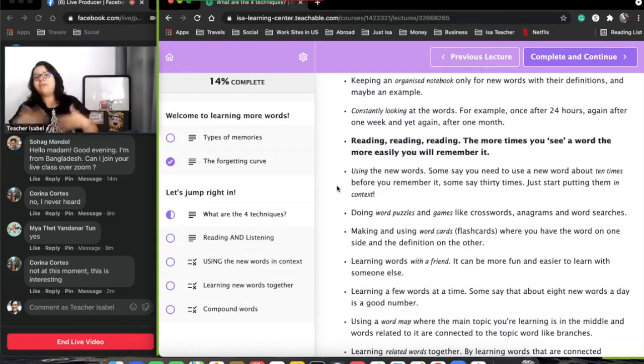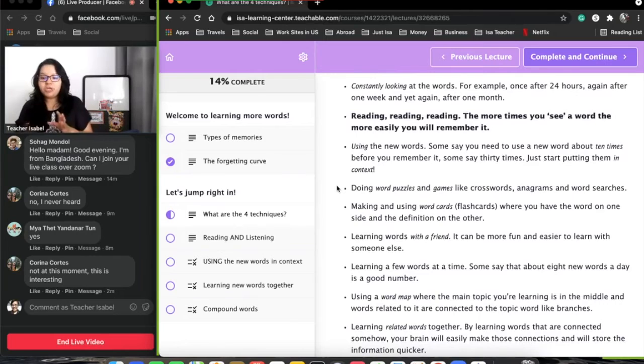Again, literally everything I've been talking about all day, all these last 20 minutes, using the new words. Some people actually say that you should use a word about 10 times before you start remembering it. But some people say you need to use it 30 times. Honestly, however many times you need, just make sure you start using it and put it in context. Put sentences around that word, put images around that word, say the word in conversation.